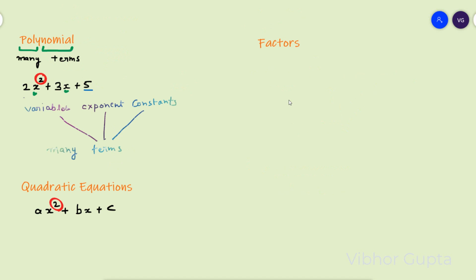Now let's understand what are factors. So for example, let's say you have one equation. So I'll say 2x cube minus 8x equals 0. So this is our equation. Now we want to calculate the factors. Now what are factors? A factor is what can I multiply with what to get the required equation. So basically if I take 2 common, I'll say 2 and then x cube minus 4x, right, equals 0. Now this is my factor. So this is the first factor and this is the second factor, right?